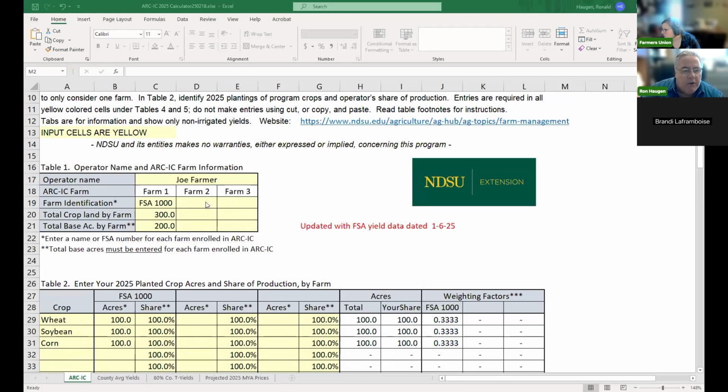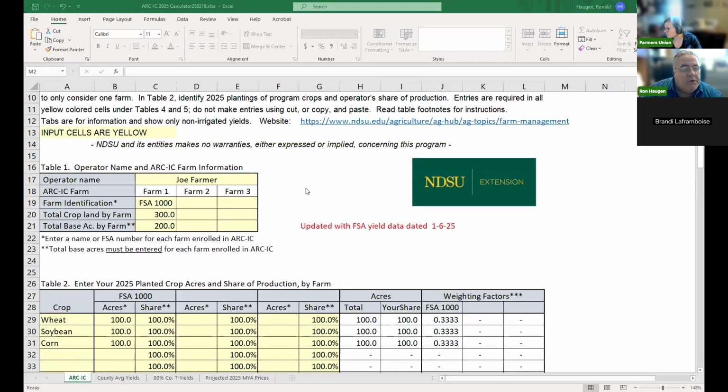Randy, if I'm right, do you have to enroll all of your farms, or can you pick which farms you want to enroll in ARC-IC? You can enroll one farm, you can enroll 2 farms, you can have your third and fourth farm in PLC and ARC-CO, but each FSA farm structure can either be all ARC-IC or it has to be a combination of PLC and ARC-CO. But no matter what you do, the ARC-IC is combined for the farms that you choose. Correct.